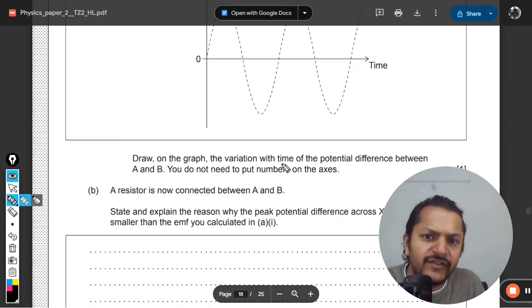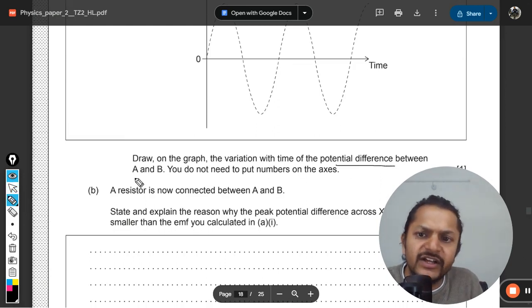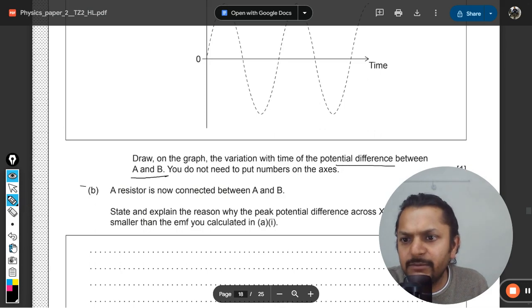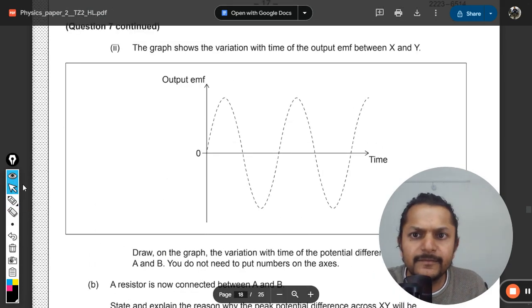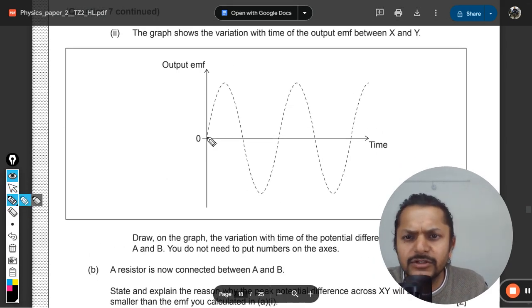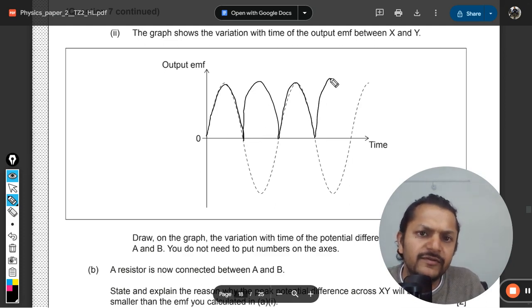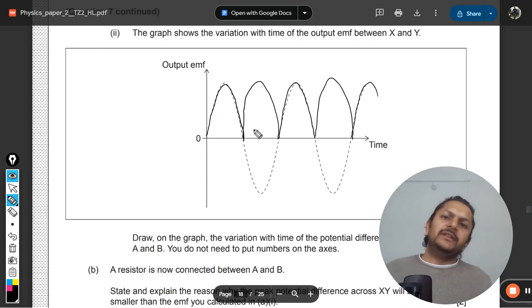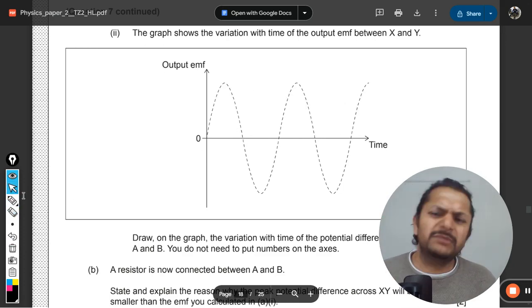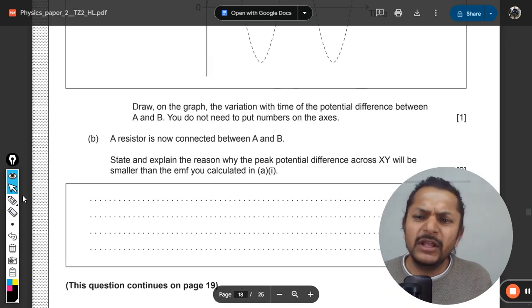Draw on the graph the variation of the potential difference between A and B with respect to time. Let's see. So this positive graph will remain positive. The negative graph will be shifted to positive. Positive will remain positive. It will be like this. Simple. I will show you the mark scheme later. Let us not waste time. Let us go to the next question now.